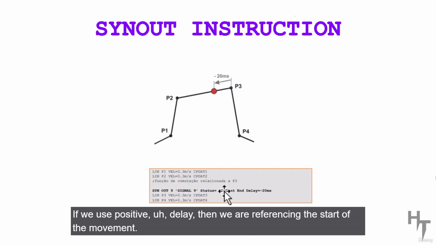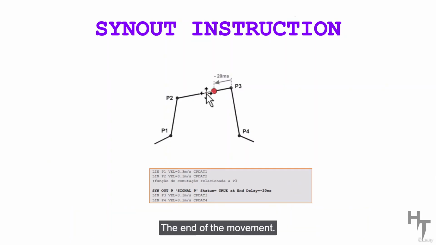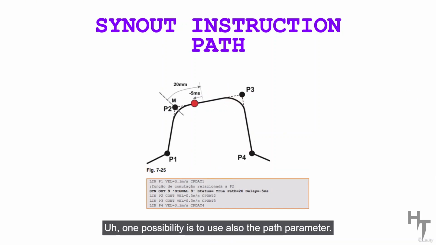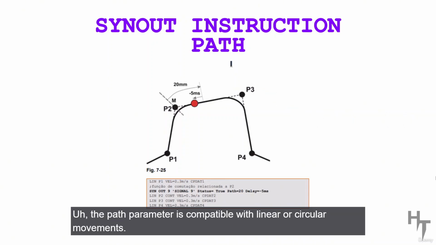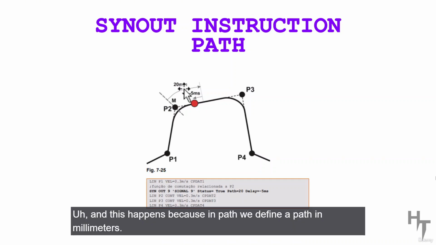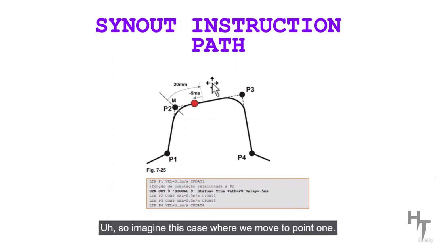If we use a positive delay, then we are referencing the start of the movement, not the end of the movement. One possibility is to also use the path parameter. The path parameter is compatible with linear or circular movements only. Point to point is not compatible. And this happens because in path we define a path in millimeters.